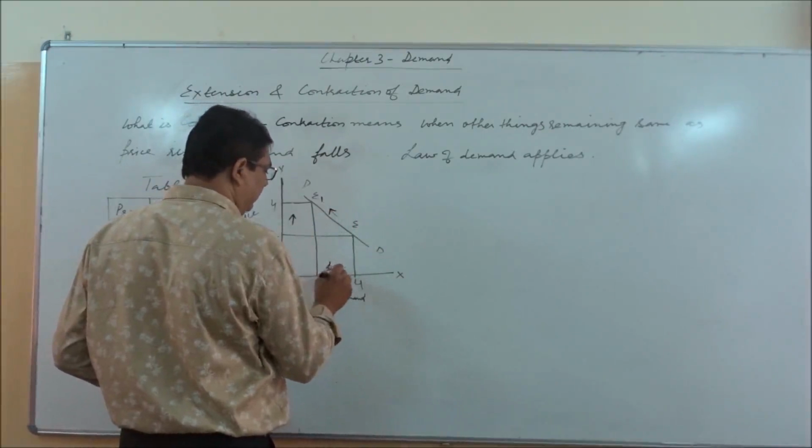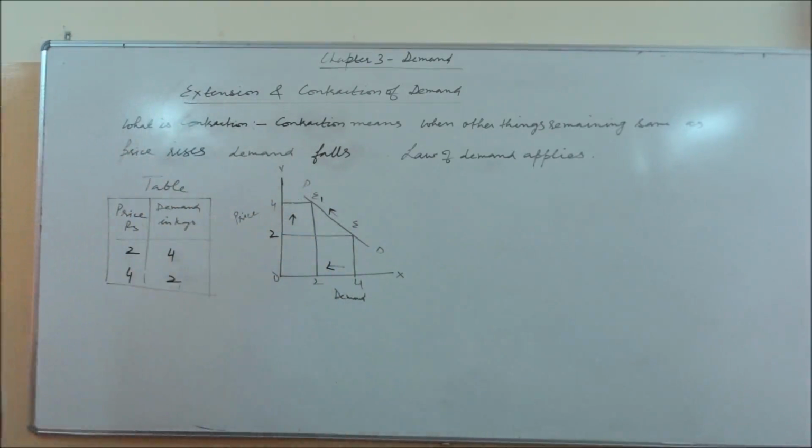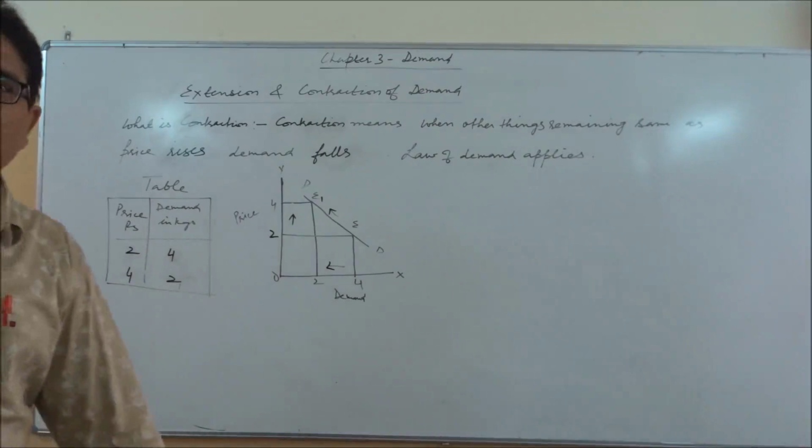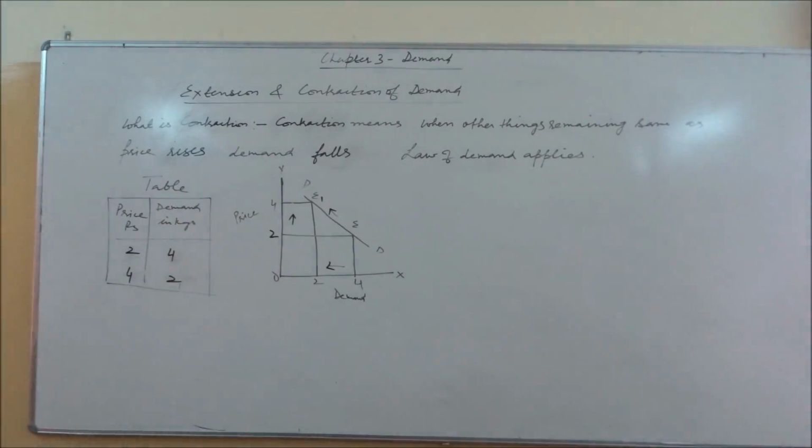This is contraction in demand. Initial price was, according to both table and diagram, rupees 2. As a result, the demand was 4 kg. But as suddenly price rises to rupees 4, demand becomes 2 kg. So the same thing is shown in the diagram. That movement from E point to E1 point shows contraction in demand.